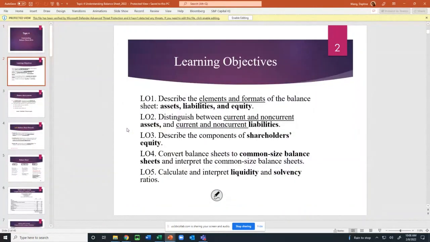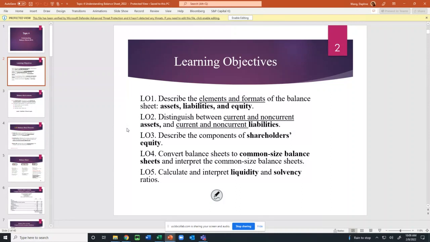Okay, so there are 5 learning objectives on topic 4. The first part, we just review the elements and format for the balance sheet. The second one is to differentiate the current and the non-current in the asset and the liability. So on the left-hand side is the asset, on the right-hand side liability. They have a similar structure, we present current versus non-current using 1 year as a cut-off point. So most of the time it's 1 year.